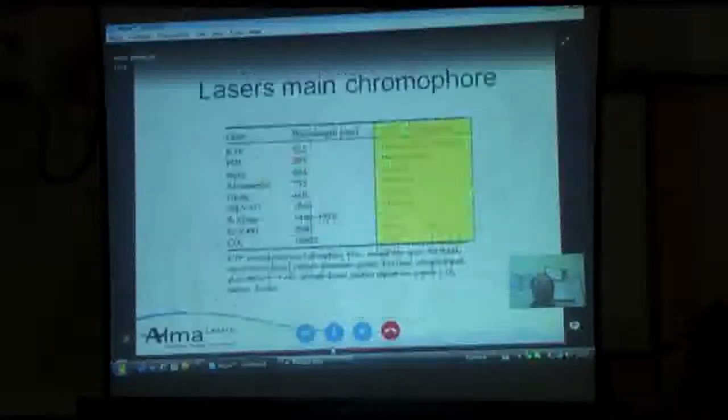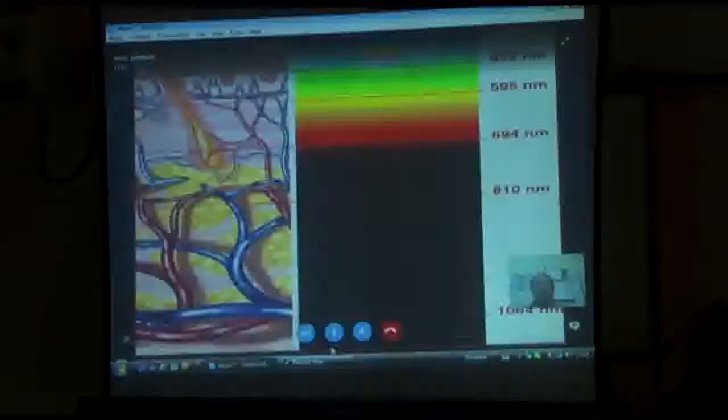These are examples of the different lasers and their main chromophores, where you can see that the KTP and the pulsed dye laser target hemoglobin and melanin, the major ones, at 532 and 595. The ruby, alexandrite, diode, and Nd:YAG have melanin as their main chromophore, whereas the erbium glass, the erbium YAG, and CO2 have water as their major chromophore.